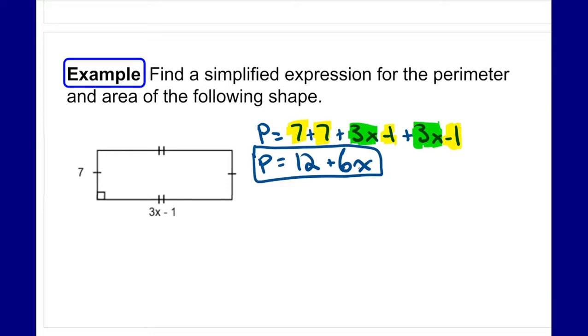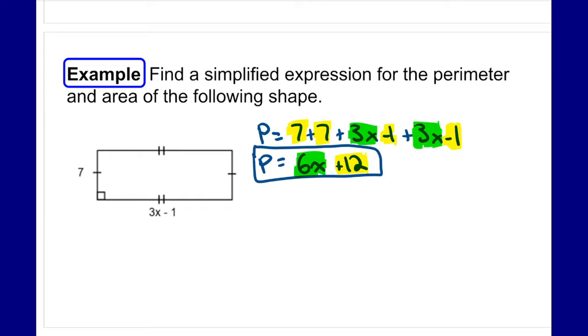Or, again, you could write it better, 6x plus 12. Again, order technically doesn't matter as long as your numbers are correct, but there is a general rule of thumb that says highest degree first, then variables, then just numbers or constants.